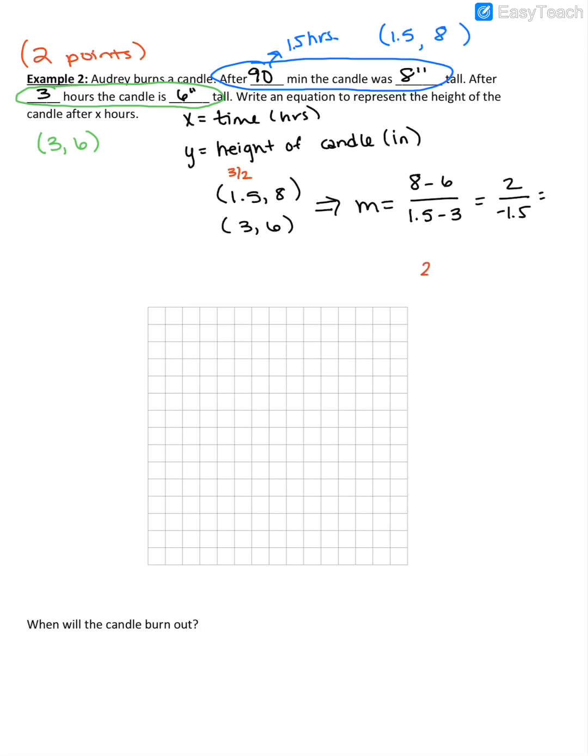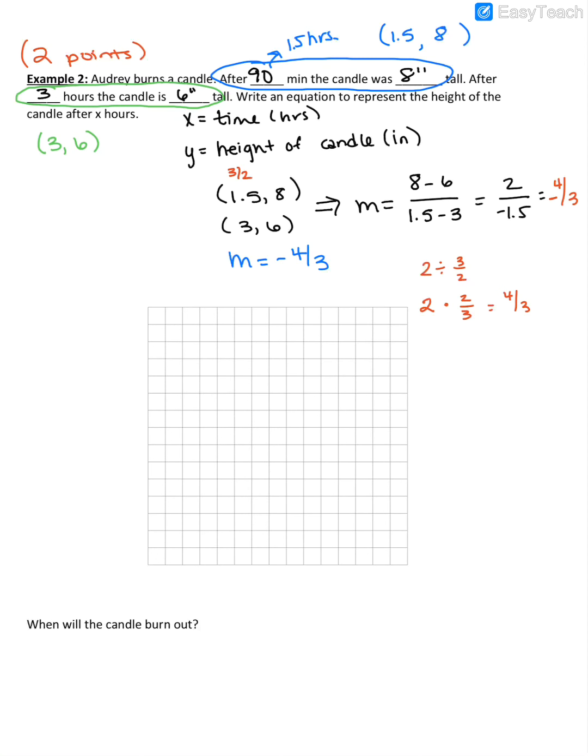So you're doing 2 divided by 3/2. To divide a fraction, it's keep, change, flip. So keep, change, flip, and that's going to be 4/3. So we just had to do a little bit of side work. Negative 4/3, sorry, because you're dividing by that negative. So your slope is going to be negative 4/3. So that's that part of it.